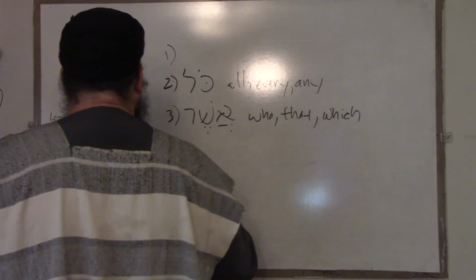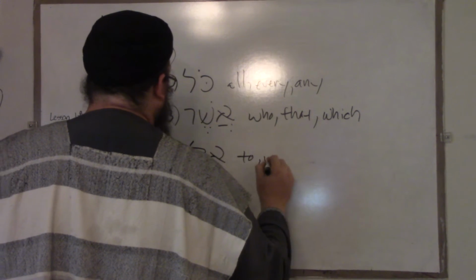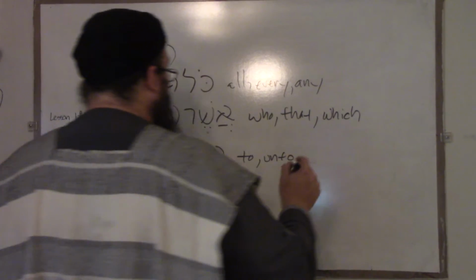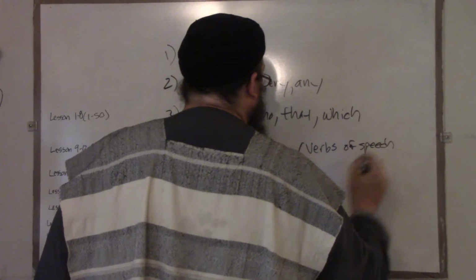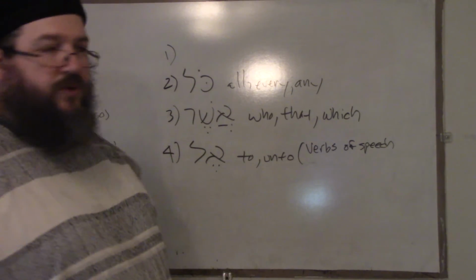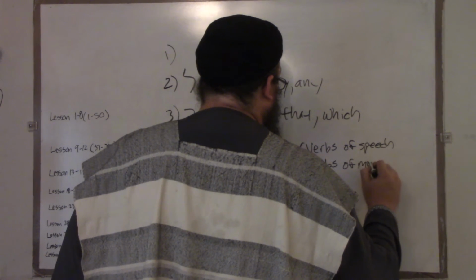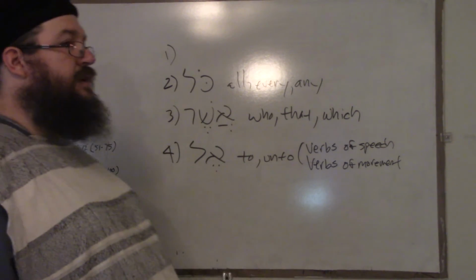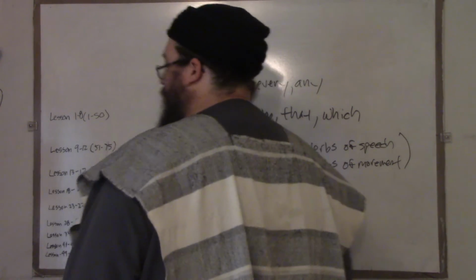now the next one is going to be 4. We're going to use the word el, which means to or unto. Very important thing about el we're going to utilize is the fact that el is only used with verbs of speech, such as I swear, I said, I spoke, I told, and also it's going to be verbs of movement, such as he ran, he went, he traveled. That's going to be our verbs of movement that we're going to be understanding, that el is only going to use to.